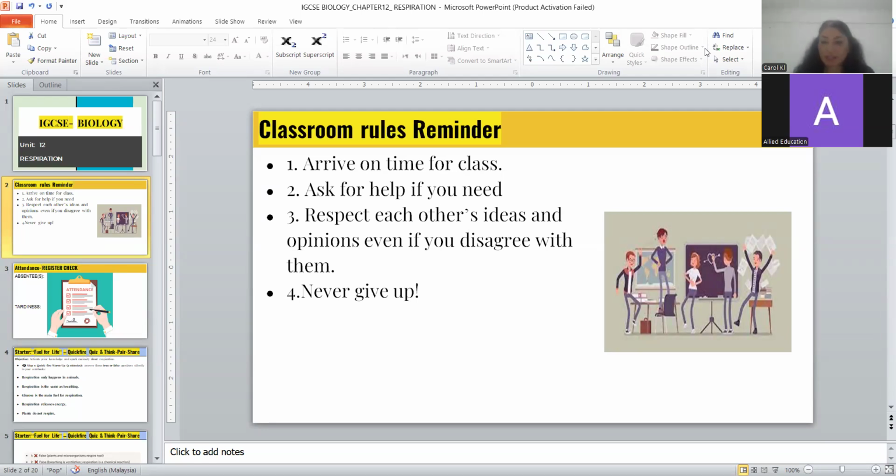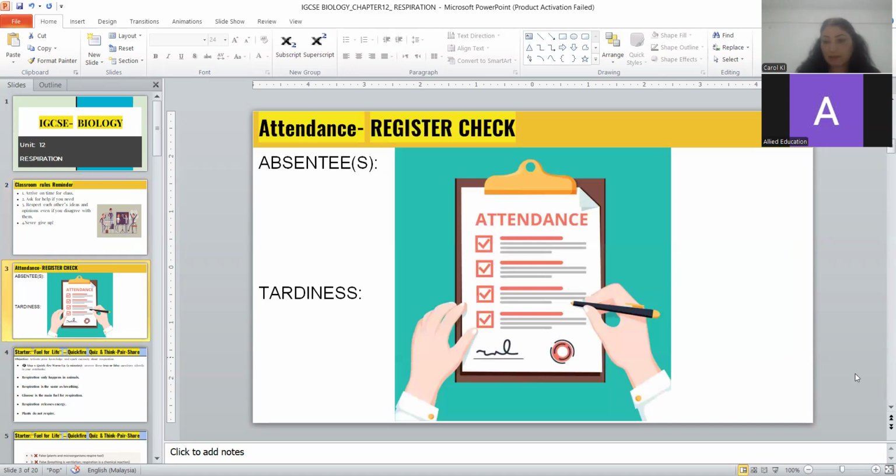So this is respiration, chapter 12 of your GCSE Biology. I'm Miss Chikufe. And first, this is a reminder of the classroom rules. If you have any question at any time and you want me to pause and slow down a bit, please remind me anytime.